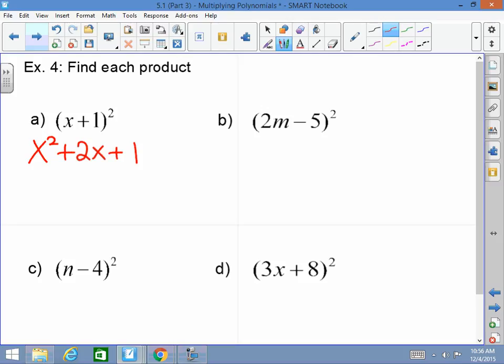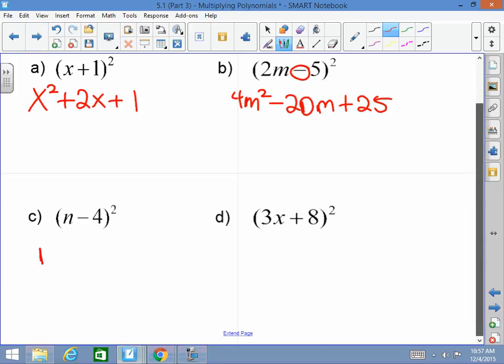B, first term squared. 4m squared. Now, good job, you got this. 2 times the first times the second. And there's a minus here, though. So there's minus 2 times the first times the second. 20m, guys. 2 times 2 is 4 times 5 is 20. Plus the second term squared, 25.